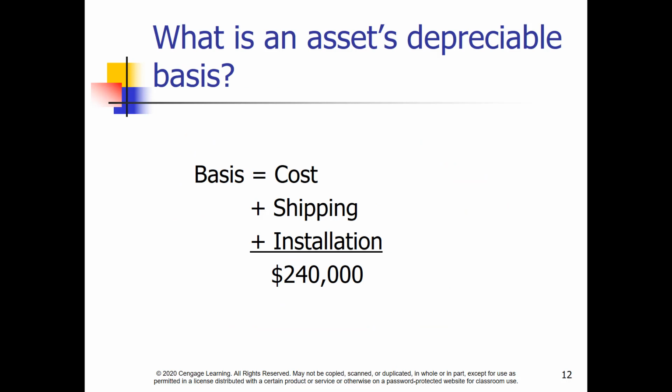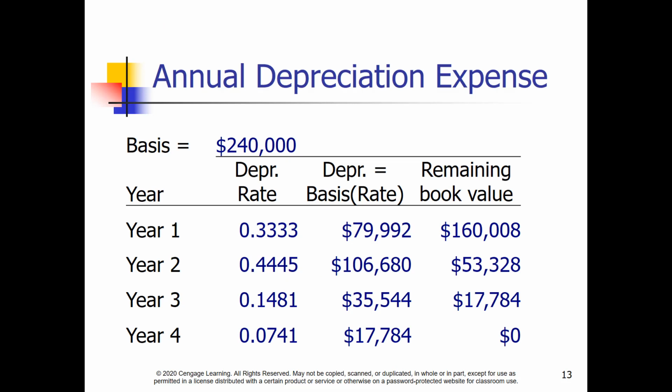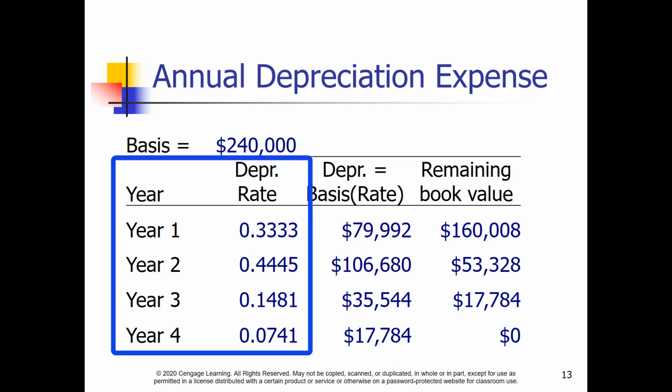Back to our sample project. The depreciation basis for a fixed asset includes the cost to acquire it, plus any shipping and installation charges, whatever it takes to place the item in service. The depreciation basis for our project is $240,000. Using the IRS-mandated Modified Accelerated Cost Recovery System for a 3-year class item, we'll apply the given percentages over 4 years.